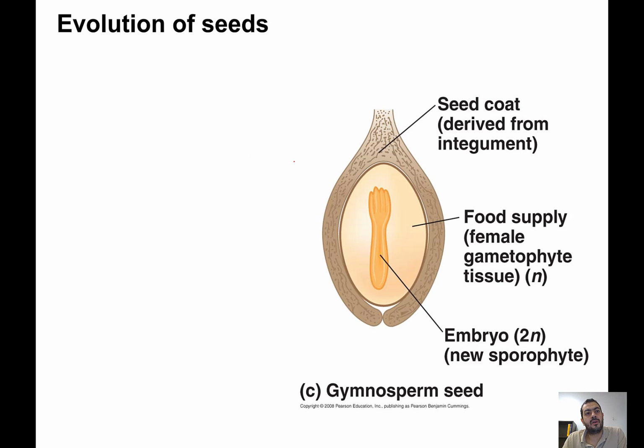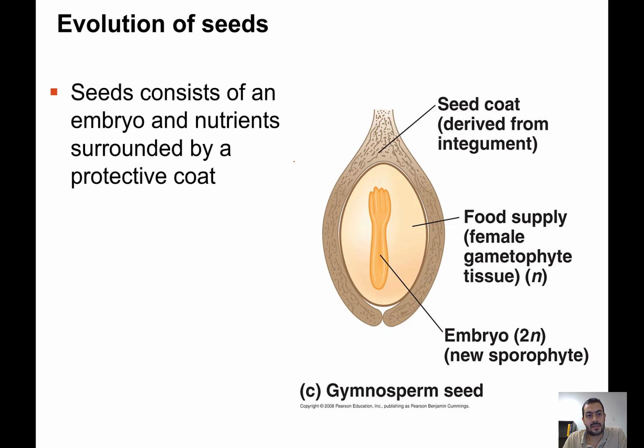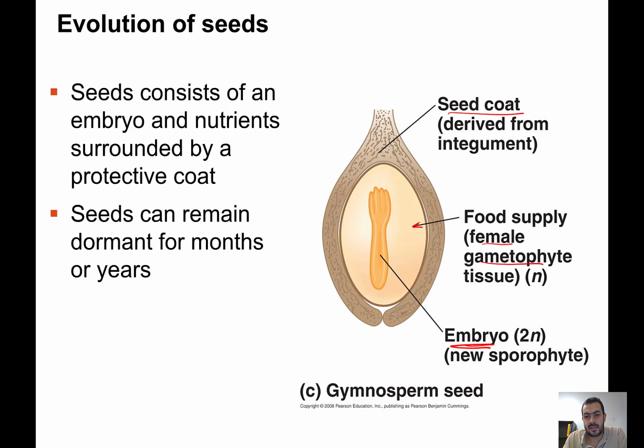The second evolutionary event that happened in the seed plants is the evolution of seeds. Seeds are a protective structure that encloses the embryo. So we have the embryo here at the center of the seed. This embryo is surrounded by food supply. This food is coming from the female gametophyte tissues, and then that is also surrounded by a seed coat. By doing that, the seed can remain dormant for months or years.